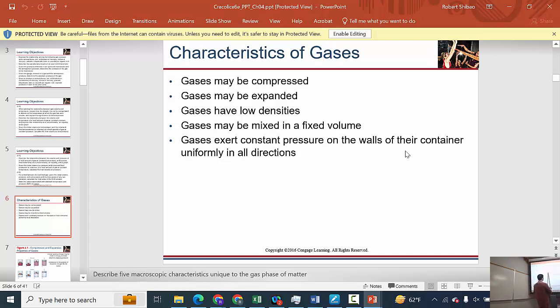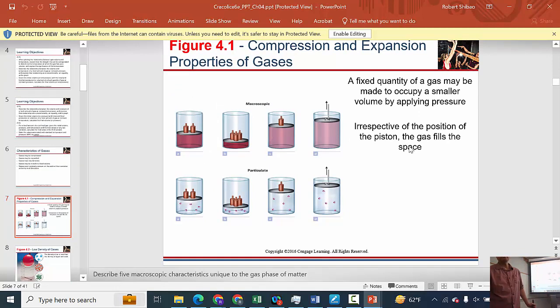And so this is what they're talking about here. Gases may be mixed in a fixed volume in any proportion. There's lots of empty space there, so you can fit it. But it will change the pressure, though. Gases exert constant pressure on the walls of the container uniformly in all directions. These you don't have to worry too much about.